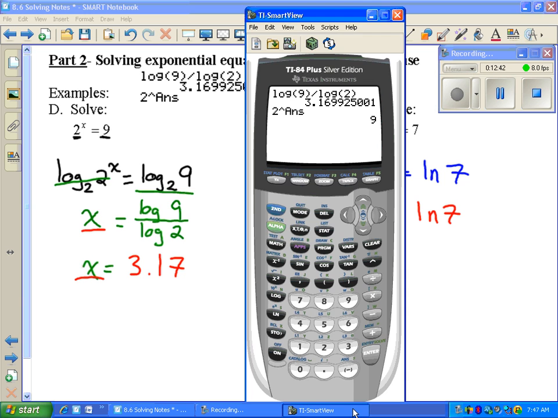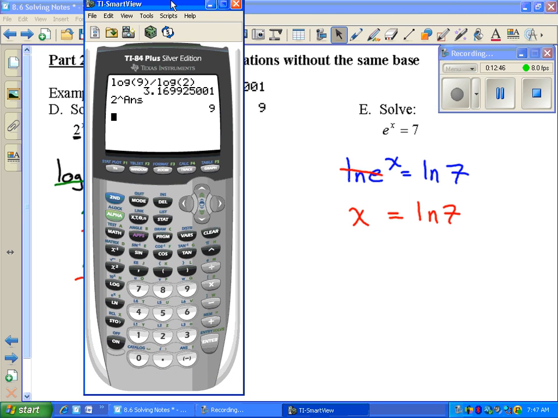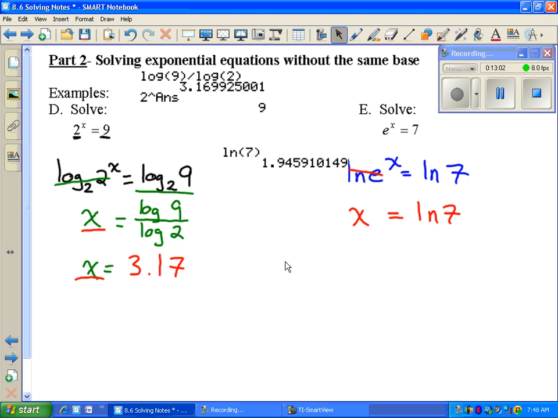So I pull up my handy dandy little calculator. I slide it over to get it out of the way. I hit natural log, natural log of 7, and I get x to be 1.945. Again, that's my answer. x is 1.95 if I round to 2 decimal places.